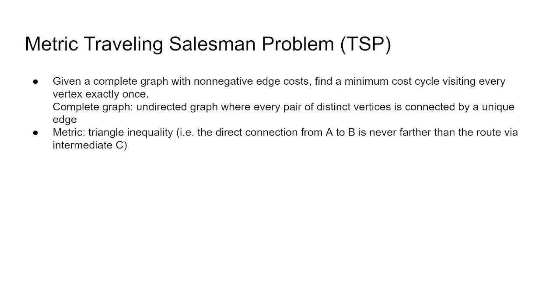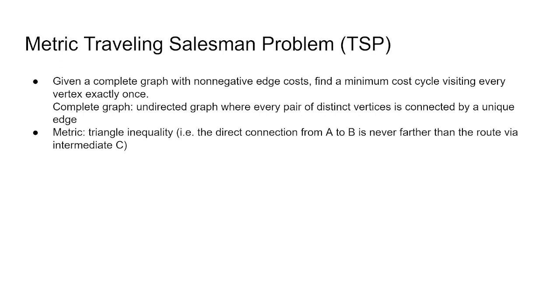So let's move on to another very common problem, which is the metric traveling salesman problem, TSP. The formal definition of the problem is as follows. Given a complete graph with non-negative edge costs, find a minimum cost cycle visiting every vertex exactly once. A cycle is essentially a path that starts and ends at the same vertex, which is pretty obvious.